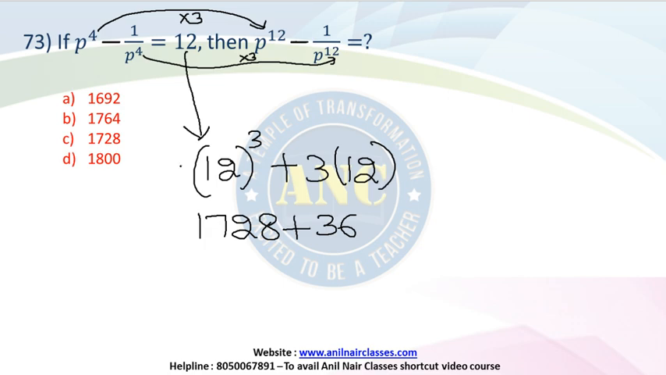1728 plus something. It cannot be equal to 1728. Ruled out. It cannot be less than 1728. First option ruled out. That means you are left with two options. Option B 1764 or option D 1800. 8 plus 6, unit digit is 4. Unit digit cannot be 0. Ruled out. Answer is 1764. This is how you should analyze, sir. You should analyze in this way. Question number 73 is very simple.